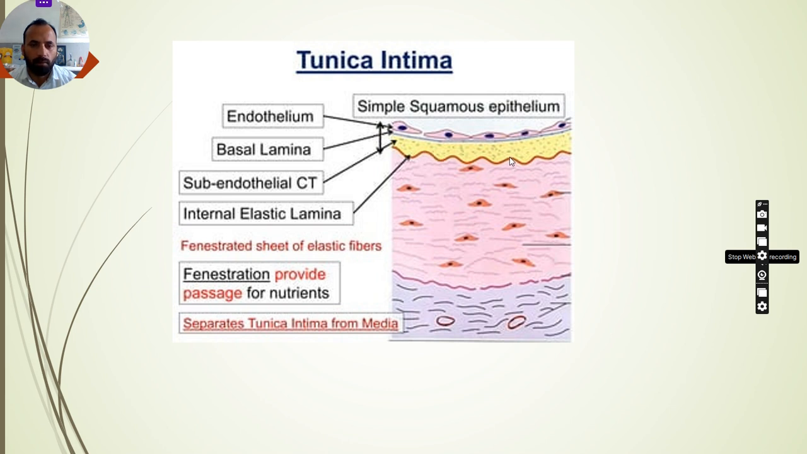This subendothelial connective tissue is supported by an elastic lamina, which we call the internal elastic lamina. This internal elastic lamina is fenestrated, meaning there are openings in it, and the fenestrations provide passage for nutrients. It separates the tunica intima from the other layer of the vessel, the tunica media. This is the basic structure for any type of vessel. The tunica intima should have these layers, and the differences between the different types of vessels also lie in these layers.